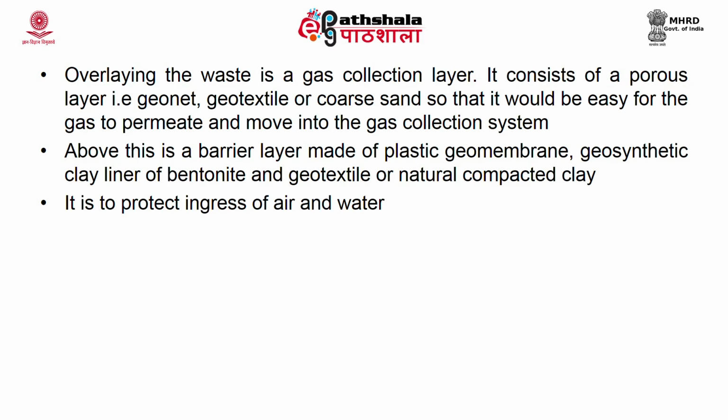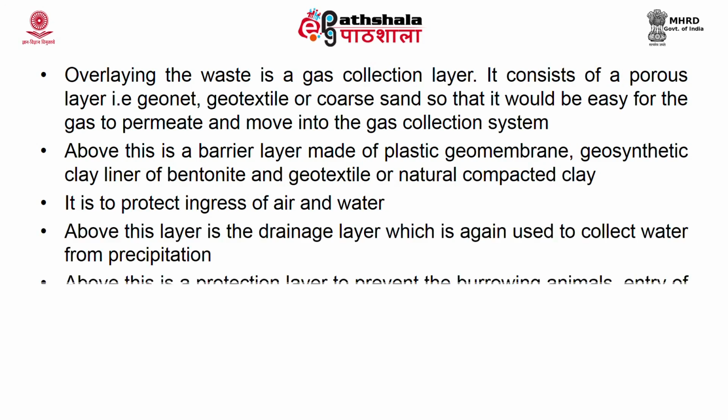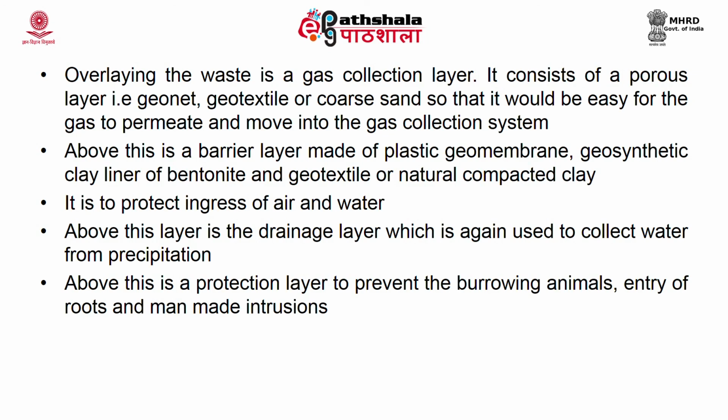Now, above this gas collection layer, you will have a barrier layer made up of plastic geomembrane, geosynthetic clay liner of bentonite and textile, or natural compacted clay. This barrier layer will again prevent the ingress of air and water into the waste material. Now, above this barrier layer, you will have a drainage layer which is used for collecting the water which comes from precipitation, that is rainfall.